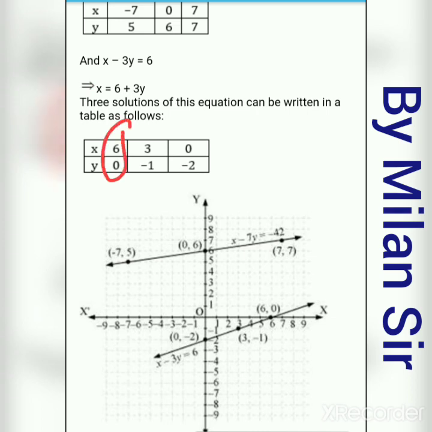Then for the second line, again we have 3 points. First one is 6, 0. The y coordinate is 0, that means this point lies on the x-axis here, right? 6, 0. Second point, 3, minus 1. It is here in the fourth quadrant, and 0, minus 2. The x coordinate is 0, that means this point lies on the y-axis. So just draw one line which passes through these 3 points. That line is already drawn here. Then we get the second line like this. So our two lines are ready.